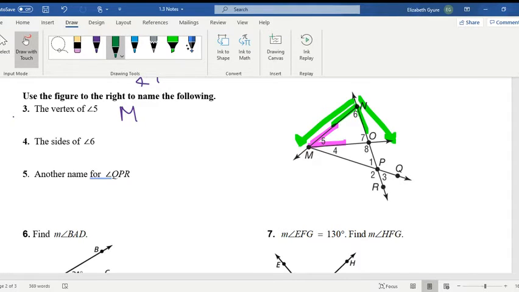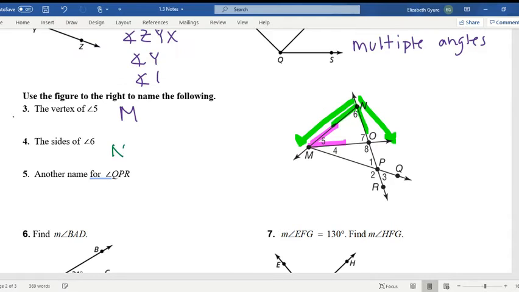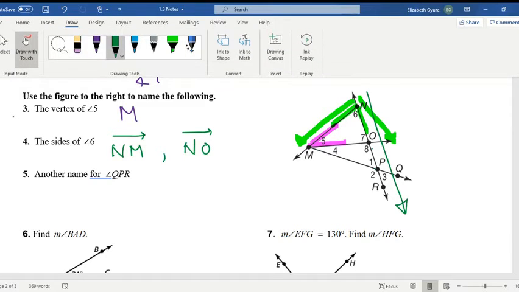So we could say ray NM. Remember, always start with your vertex there, or ray NO. For ray NO, since this continues on and on indefinitely, you could say ray NO, ray NP, or ray NR. That's up to you. I just pick the one that's closest to it.